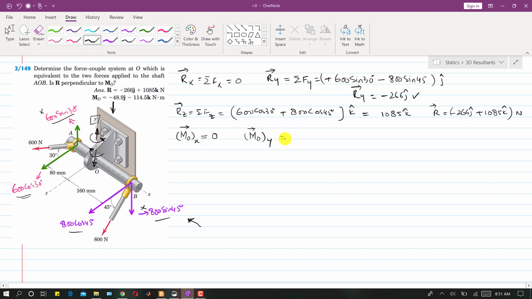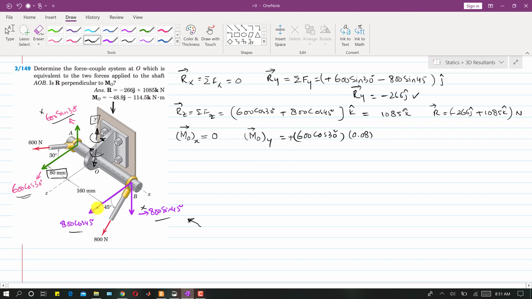So if I write the magnitude of the moment due to this component, this 600 cos of 30, it will be 600 cos of 30 degrees times the perpendicular distance. This 80 mm is the perpendicular distance of this component from the y-axis. So I will write 80 mm divided by 1000, which is 0.08. And since the moment produced by this component is in the positive y, I will write positive.